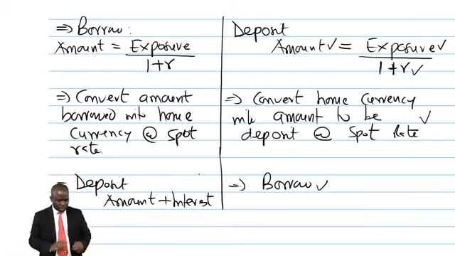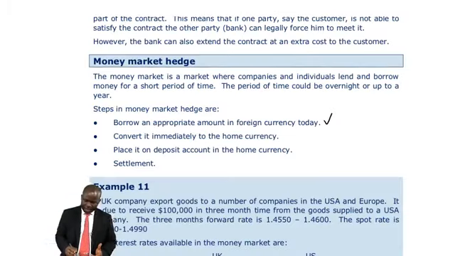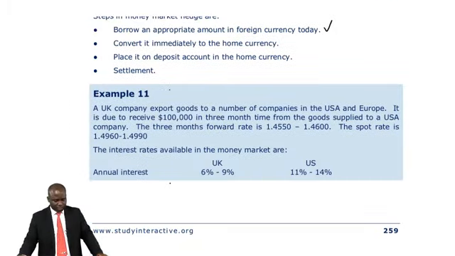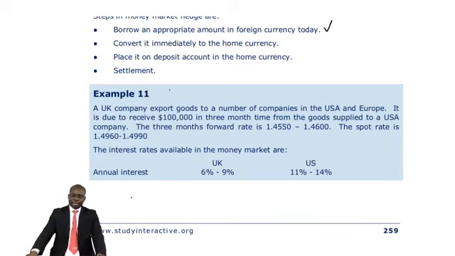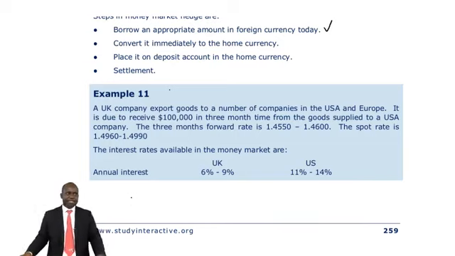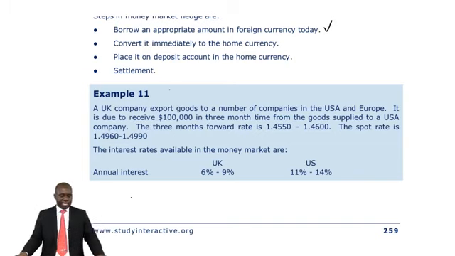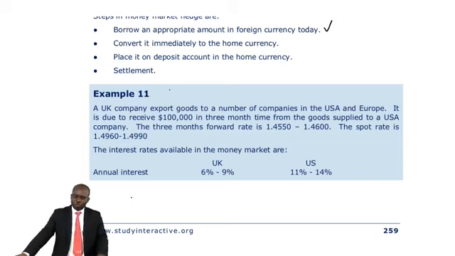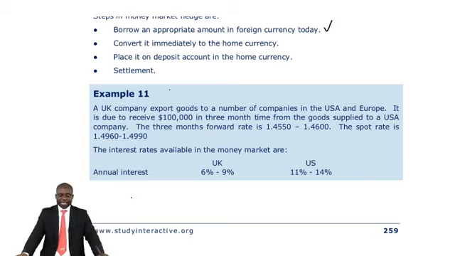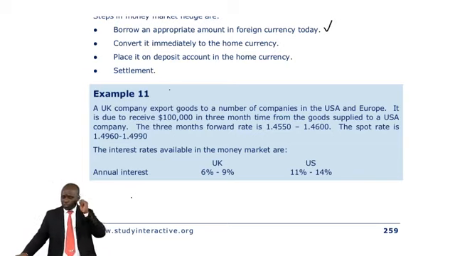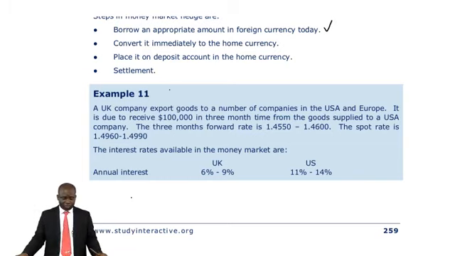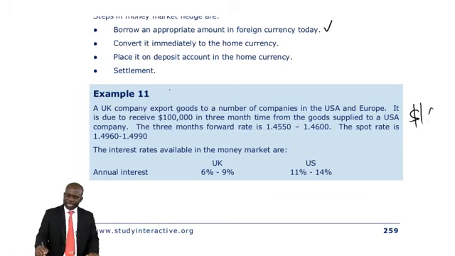So let's go to our note. We pick figures to illustrate. So I go to example 11. A UK company exports goods to a number of companies in the USA and Europe. It is due to receive 100,000 in 3 months' time from the goods supplied to a US company. The 3-month forward rate is 1.4550 to 1.4600. The spot rate is 1.4960 to 1.4990. The quotation is $/pound.